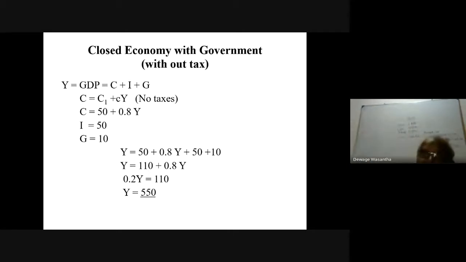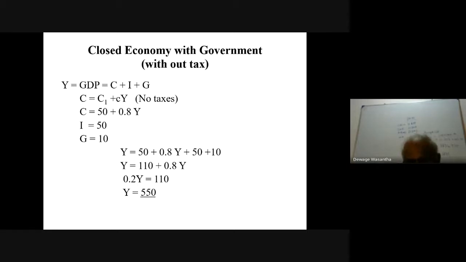Disposable income decreases when you have taxes. But in this particular case, there are no taxes. You can maintain the 20,000, no taxes. Your income is Y, and you can use Y in the function: C equals 50 plus 0.8Y.